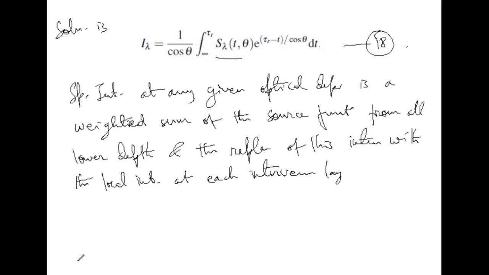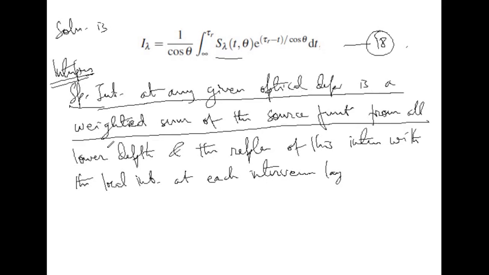Okay, there is a correction. So basically the interpretation is that the specific intensity at any given optical depth is a weighted sum of the source function from all the lower depths in the star. Right. So this is what I wanted to say. Now, what about the weighing effects?